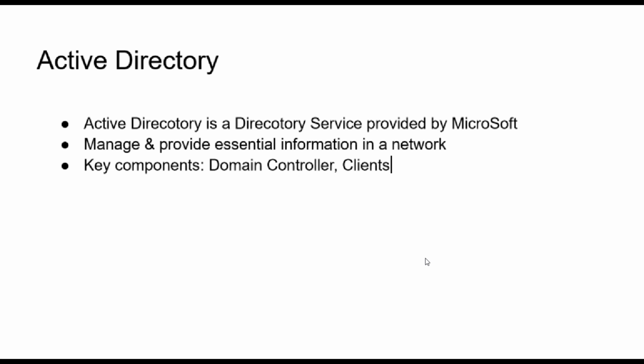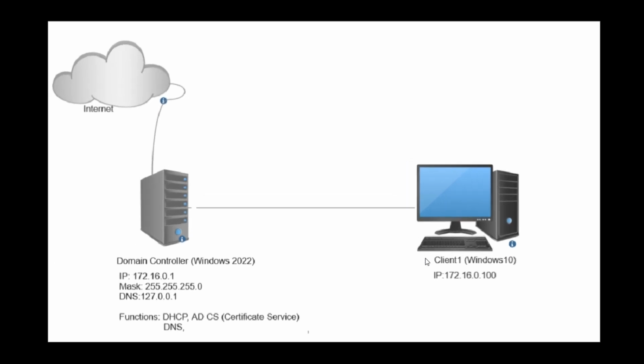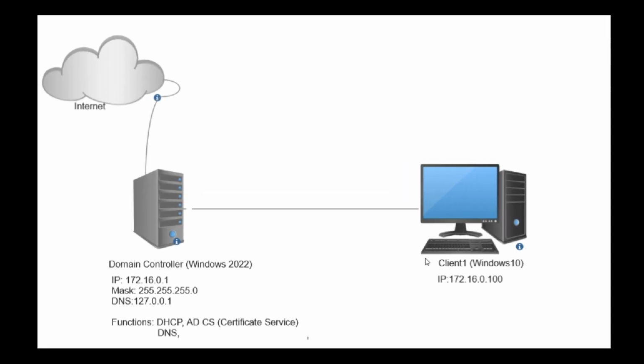And in Active Directory, there are just two key components, domain controller and client. Since Active Directory is a centralized service and the domain controller is a central system, the domain controller is where all the essential information is stored. So that's the brief explanation of what Active Directory is, and let me explain what I did in my project.